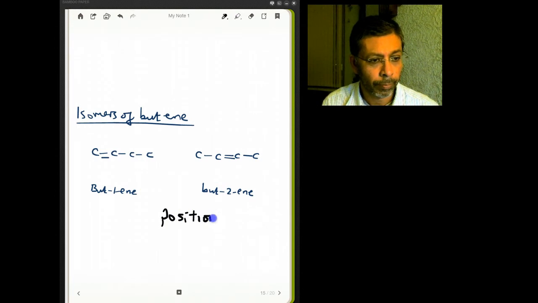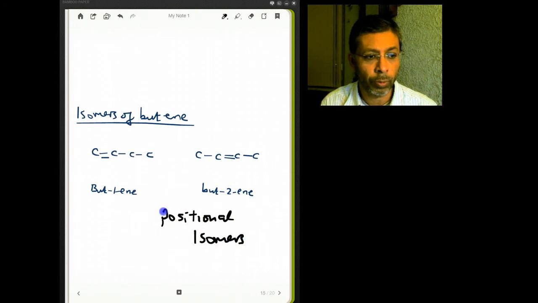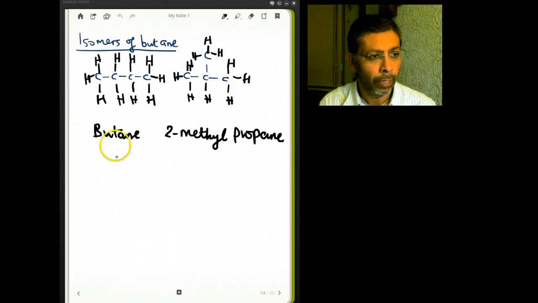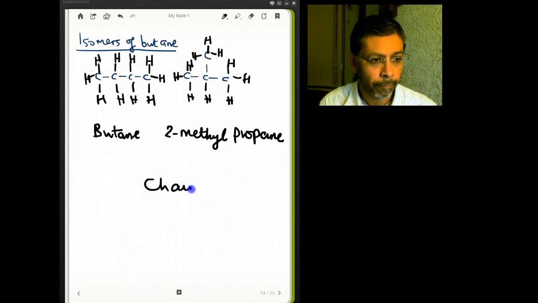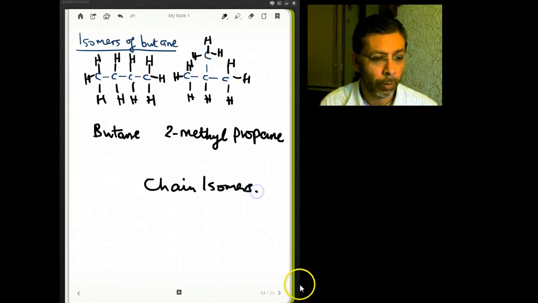Positional isomers. The position of the functional group has moved. If you go back to the alkane, the butane, here the chain length is different. So these 2 are chain isomers. Chain isomers. Alright, let's move on.